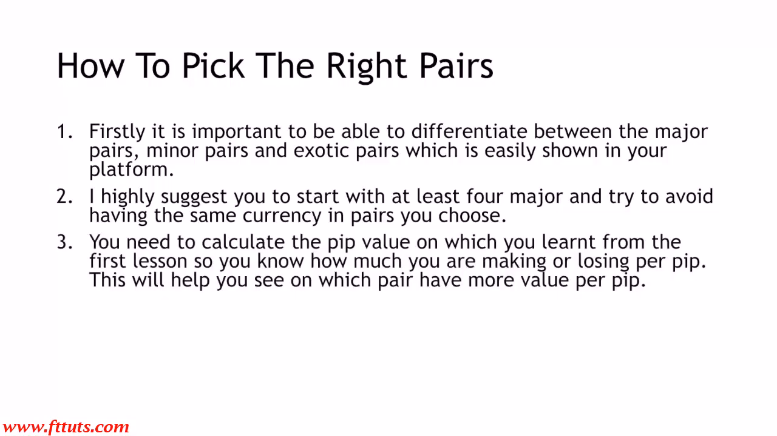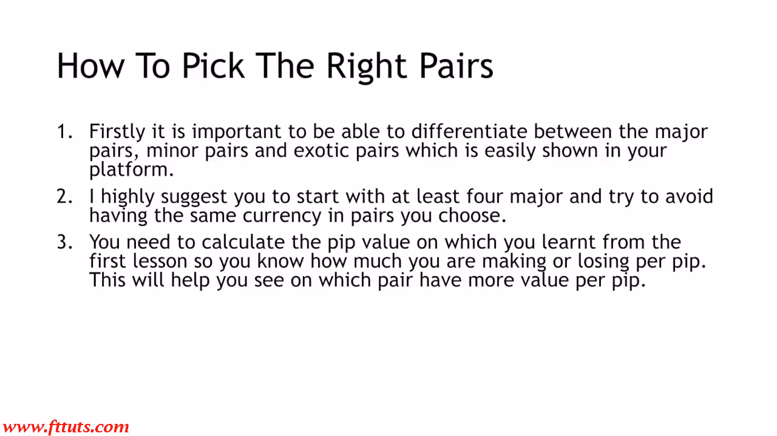You need to calculate the pip value, which you learned from the first lessons in the first module, so you know how much you are making or losing per pip. This will help you see which pair has more value per pip. If you take a look at USD JPY, CAD JPY, GBP JPY and calculate the pip value, it depends: do you want to trade a pair that has a greater pip value or a cheaper one? A greater pip value means that if it goes one pip in your direction, you get more money. But if it goes one pip against you, you lose more money at the same time.